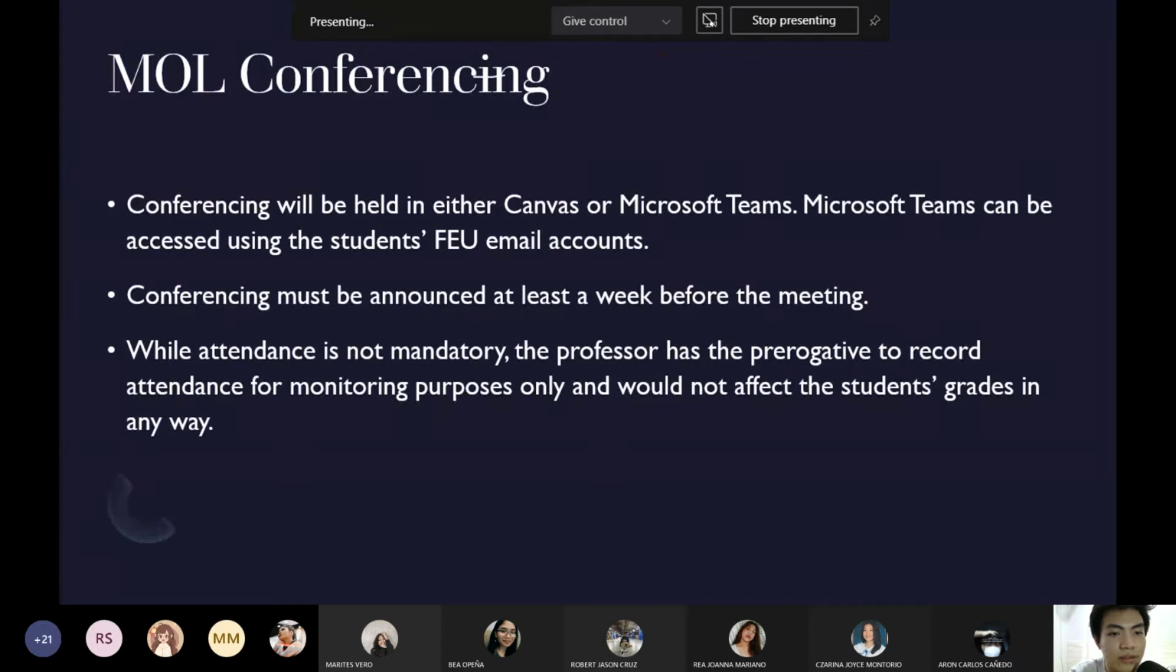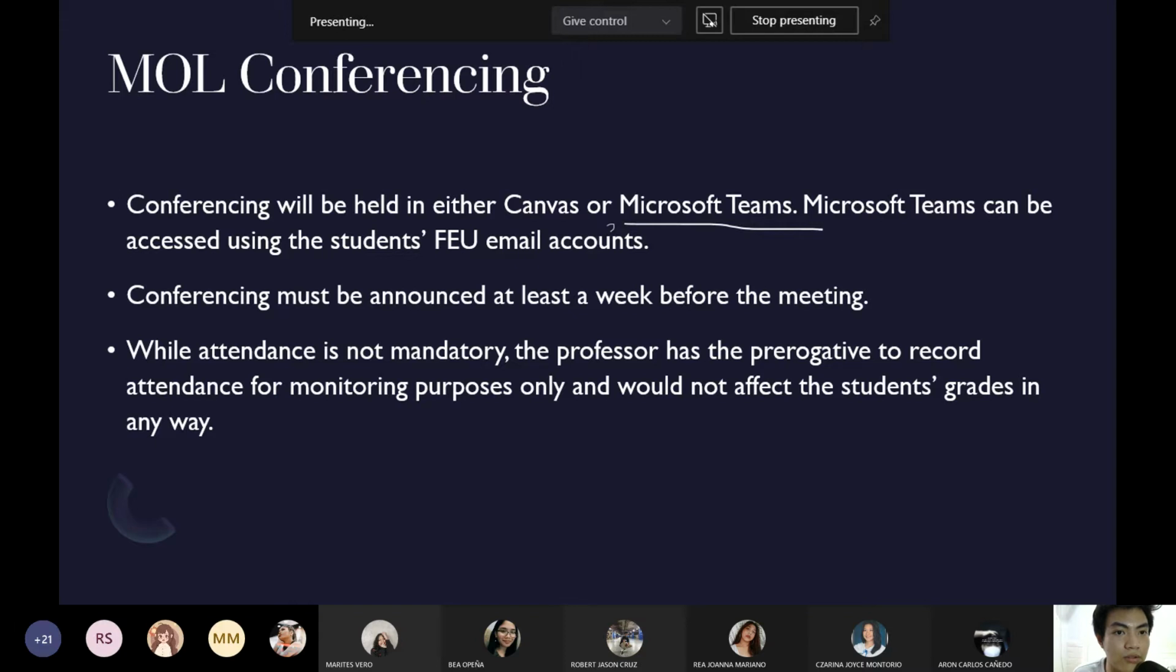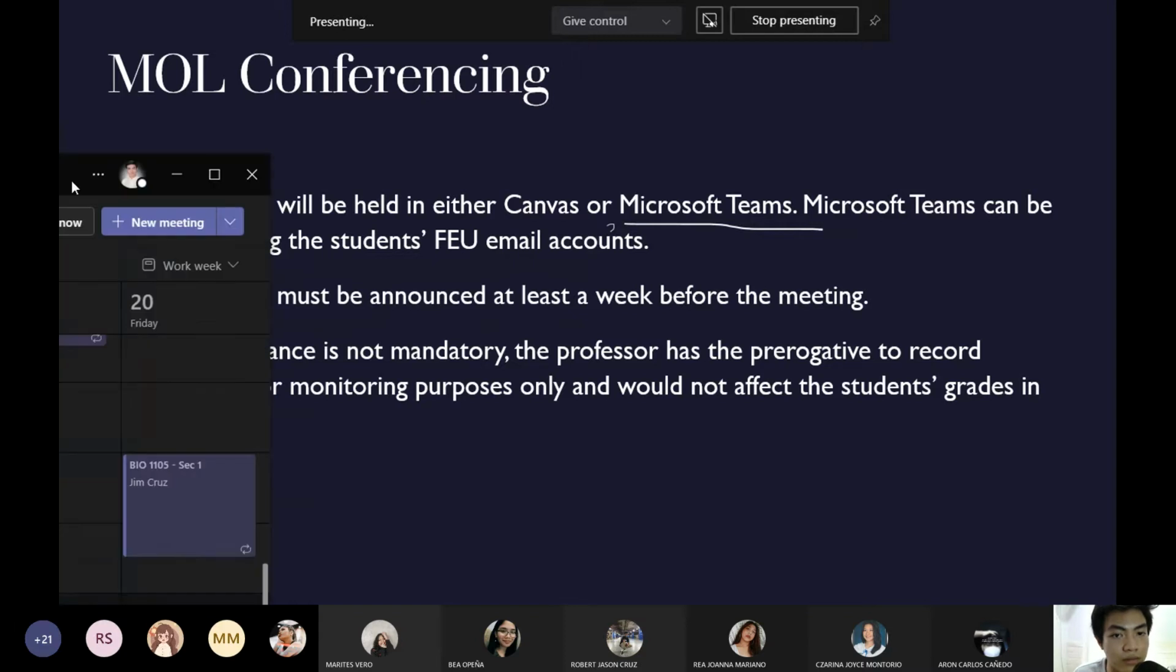So ito, MOL conferencing, this is what we do here. The official platform will be MS Teams, no? Ayun. So please download the MS Teams in your cell phone para hindi naman kailangan naka-laptop kayo always, no? Pwede naman sa cellphone kasi. Okay. And then I sent you a schedule na, no, of the meetings, no? Pag tinignan nyo yung calendar nyo, nakapost na doon yung meeting natin, no? So, gagawin nyo na lang, mag-join na lang kayo every now and then.